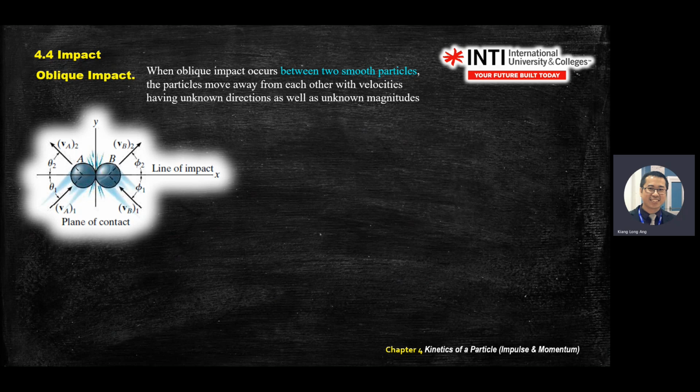Now we deal with oblique impact. Oblique impact, again, two bodies come in at different angles. It gives you 4 more unknowns you need to solve. Theta 2, velocity 2, phi 2, and velocity B2. You need to find these 4 unknowns.